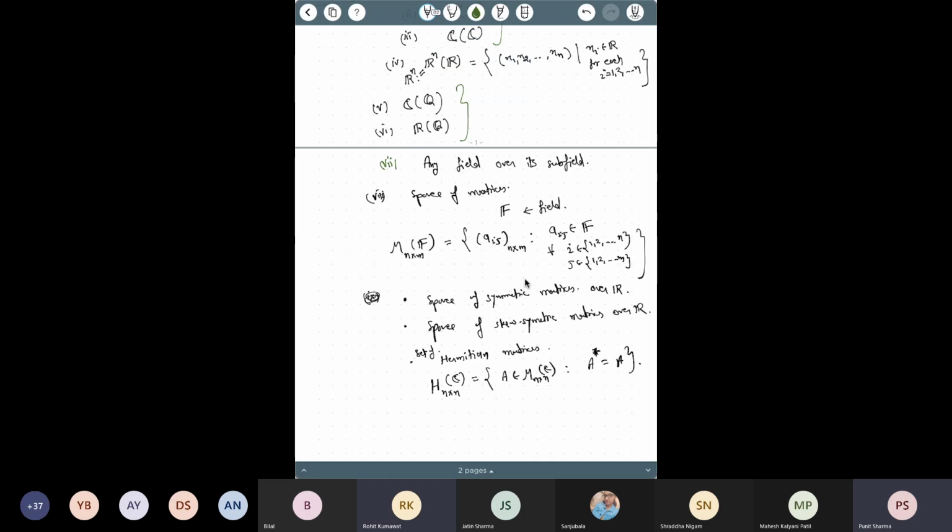Why? Sir, with entries complex numbers. Yeah. So entries are complex numbers here. Over R, this forms a vector space, but not over C. Yes. Okay. So not a vector space. Why not a vector space over C? It is not closed under scalar multiplication.